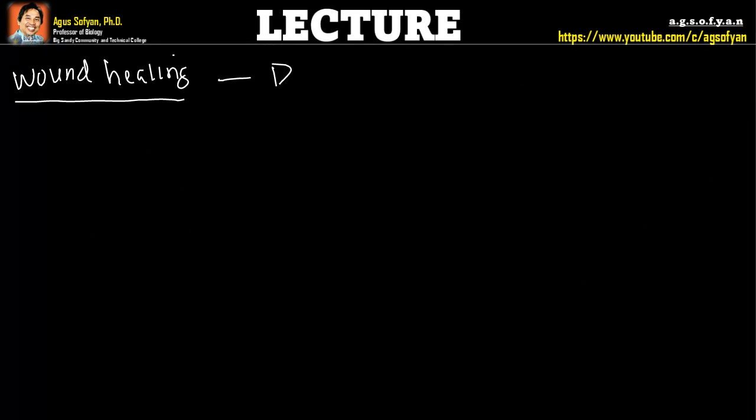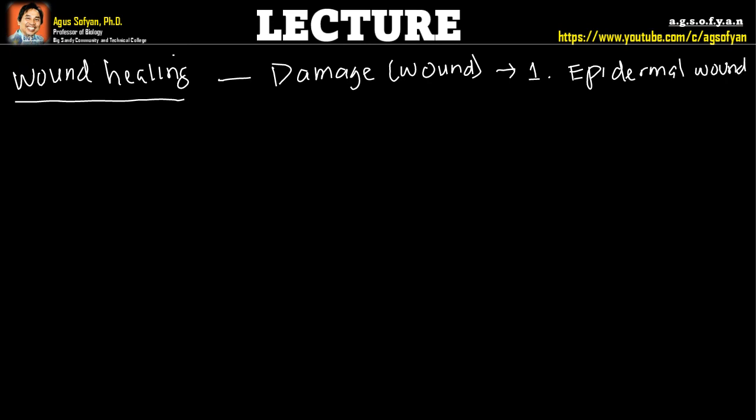So maybe the damage or the wound is only affecting the epidermis. Okay, so this is an epidermal wound. Or maybe it affects the bottom of the epidermis, so deep into the dermis area. So this is called a deep wound. Okay, so there are two types of wounds: epidermal wounds and deep wounds.